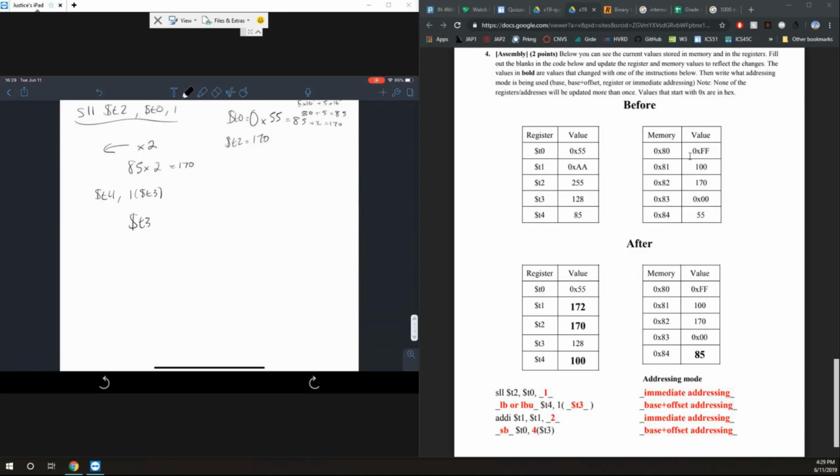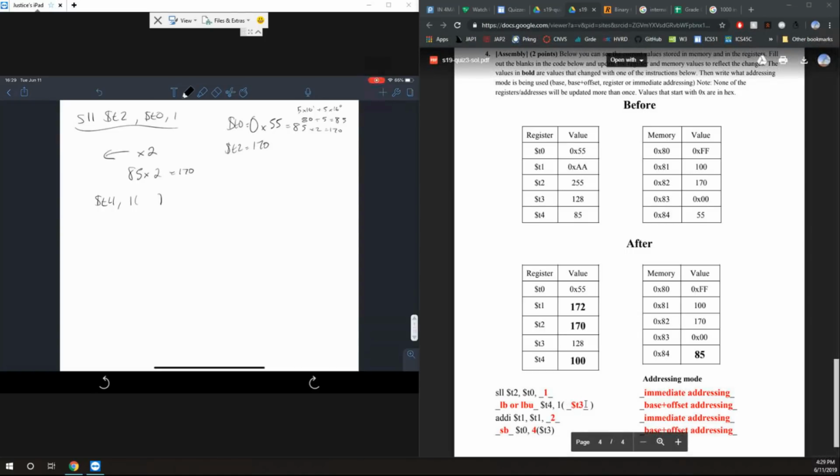Let me try to explain this one more time. We're storing something in T4. We know it's going to be either store byte or load byte because we're doing memory addressing, because of the parentheses. So what happens to T4? T4 now has a value of 100. Where is this 100? There's 100 here. So how do we get this number? You say, which one of these registers plus 1 gives me the hex number 81?